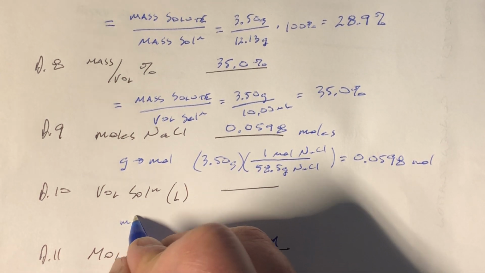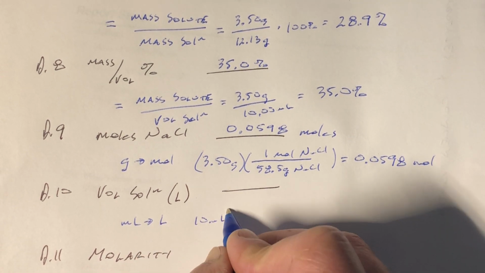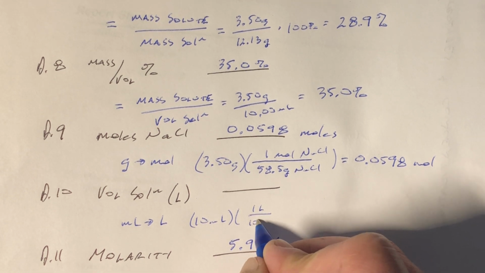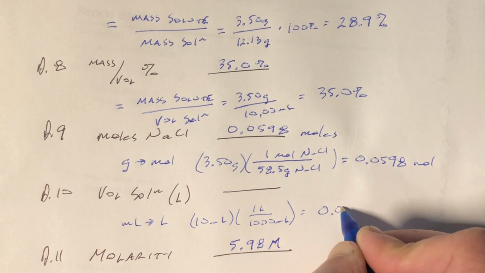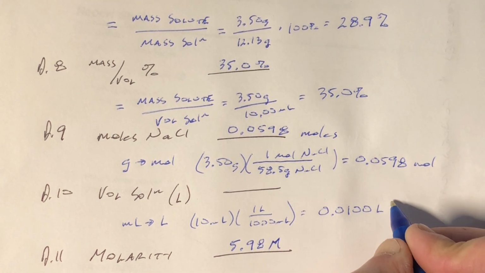The volume of solution, properly, I should do another roadmap for this. I'm going to go from mL to liters. Clearly that's taking my 10 mL, multiplying it by 1 liter is 1,000 mL. So I'm going to have 0.010 liters.